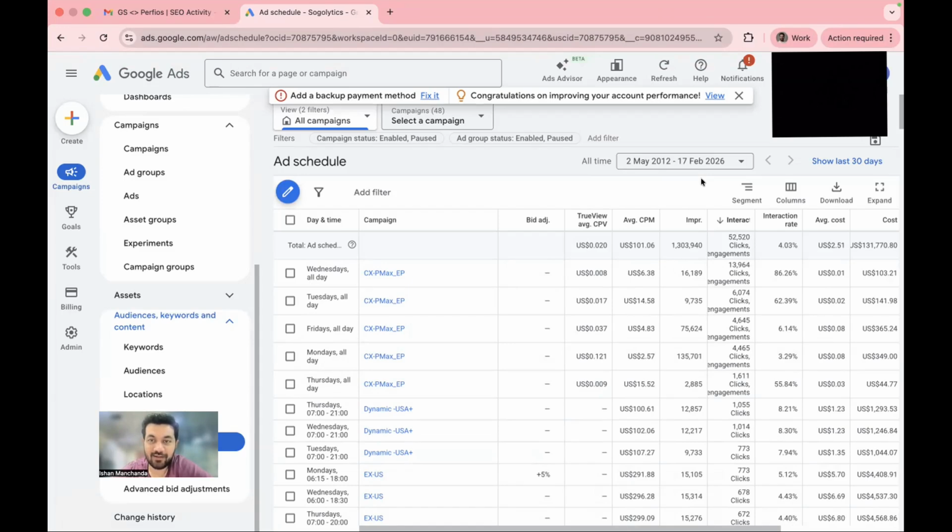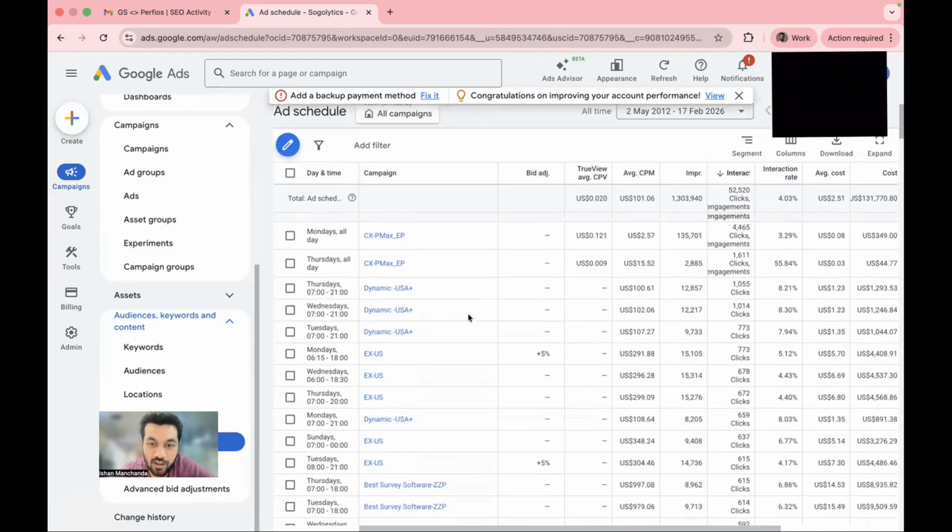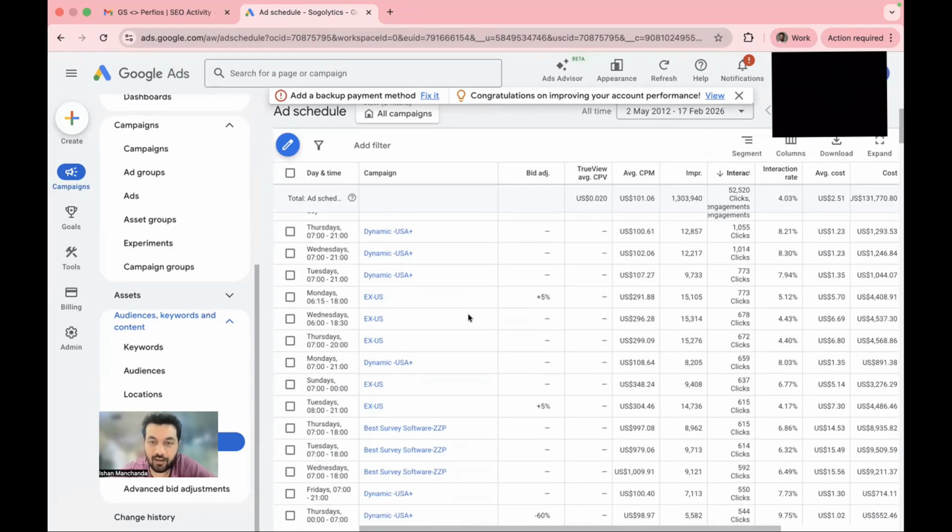So let's get started. The objective that we have is obviously to figure out how to optimize our campaigns based on the schedule: which days, which hours, can we optimize there? And as I mentioned, this is one of the most untapped levers in the Google Ads system. So we decided to do it.